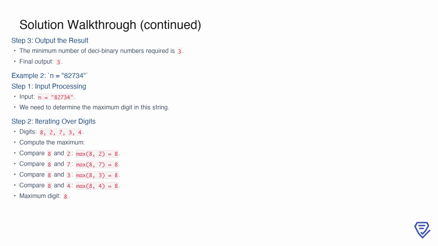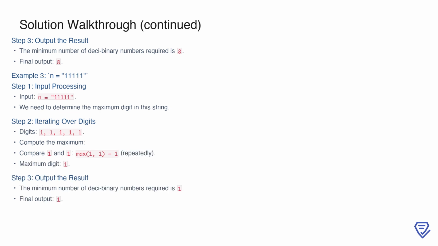Now, let's look at another example where n equals 82734. Here, we again process the input as a string and identify the digits 8, 2, 7, 3, and 4. To determine the maximum digit, we compare them step by step. Starting with 8 and 2, the maximum is 8. Comparing 8 with 7, 3, and 4 still results in 8 as the largest. Since the maximum digit is 8, the minimum number of Deci-Binary numbers required to represent n is 8. This simple approach allows us to solve the problem efficiently.